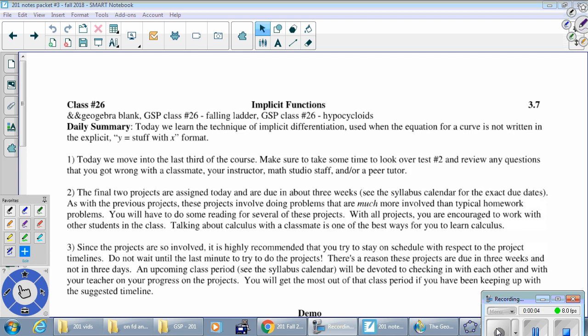Lesson 26, Demo. Today we learn the technique of implicit differentiation, used when the equation for a curve is not written in the explicit y equals stuff with x format.